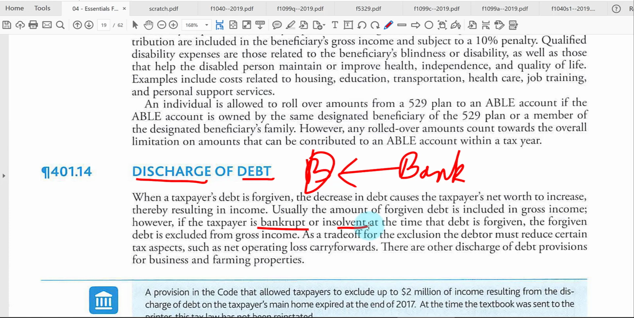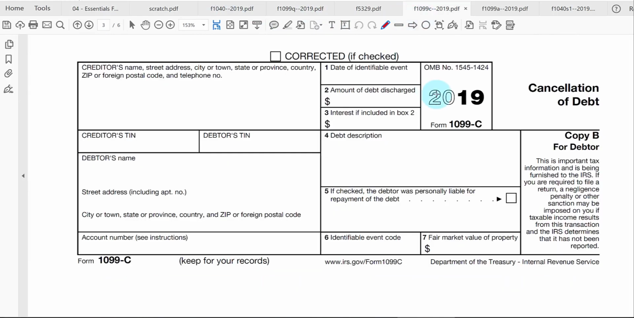Common types of debt would be credit cards, auto loans, personal loans. So typically, if it's an auto loan, they will repossess the automobile. But the big one would be a home mortgage. Let's take a look at the form if the debt is canceled by the lender. This form, 1099-C. And here is the amount of the debt that was canceled. In other words, the lender says, I give up, I cannot collect.